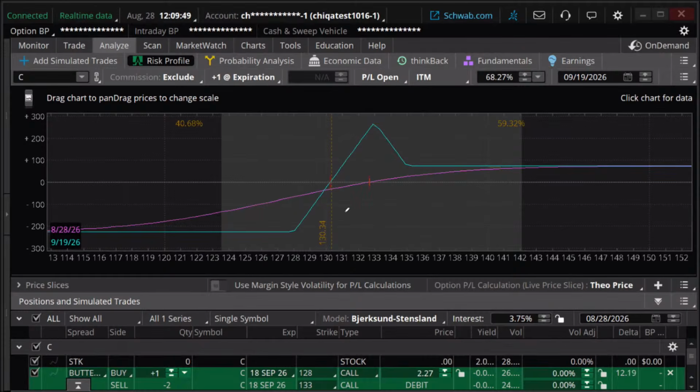So I've made this a neutral-ish to bullish trade on that. Okay? So let me just do this.